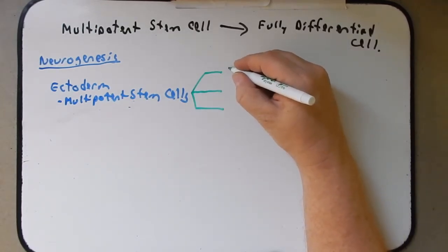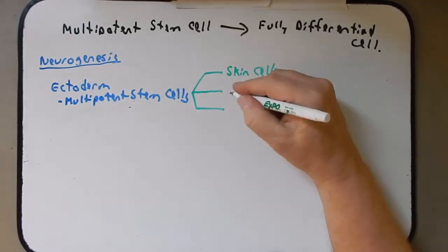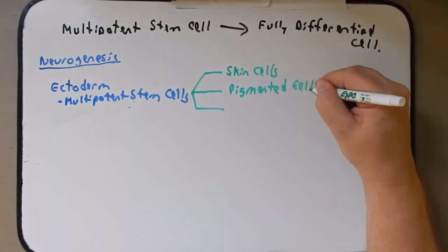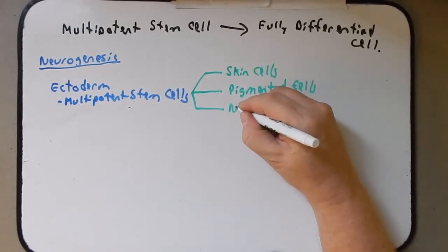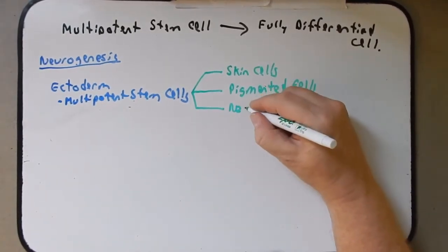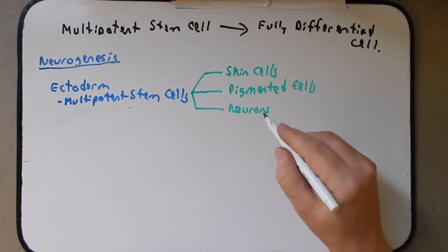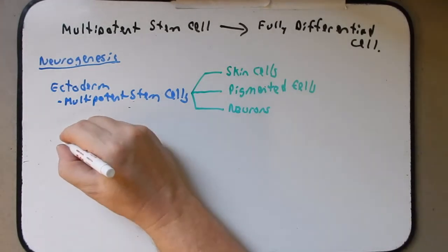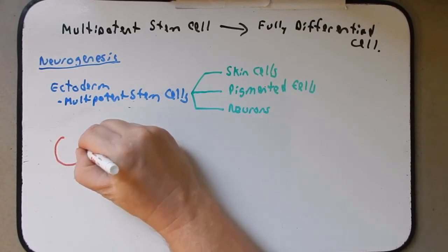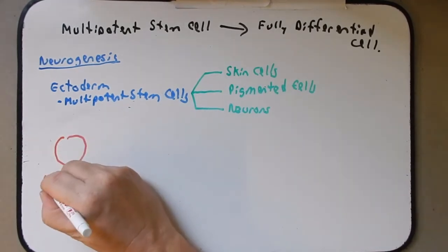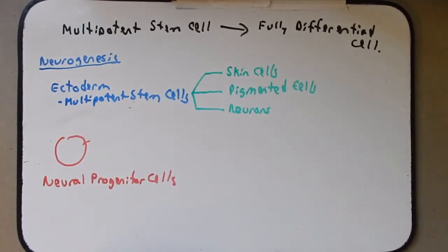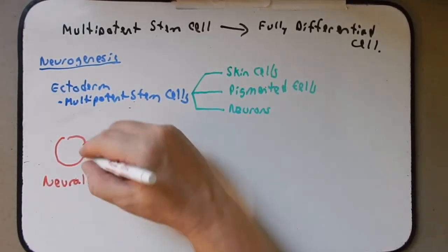So some of them will give rise to skin cells. Some will give rise to pigmented cells. And others will give rise to neurons. And it is these multipotent stem cells that give rise to neurons that I want to focus on. And those cells are specifically called neural progenitor cells.